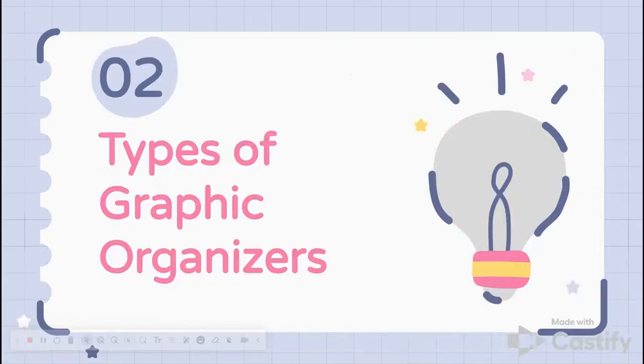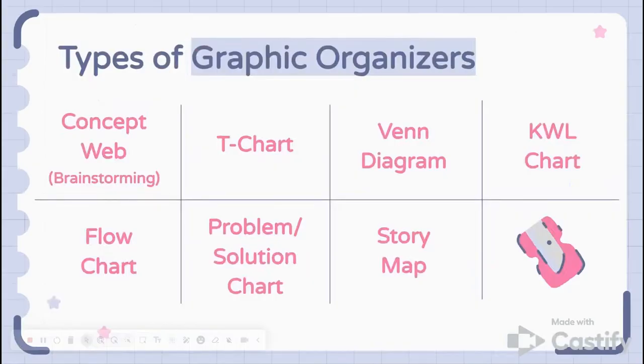Now getting into the bulk of the presentation, we're going to be talking about types of graphic organizers. The types of graphic organizers we'll be covering today are the concept web, brainstorming, the T-chart, the Venn diagram, the KWL chart, the flow chart, the problem solution chart, and finally the story map.